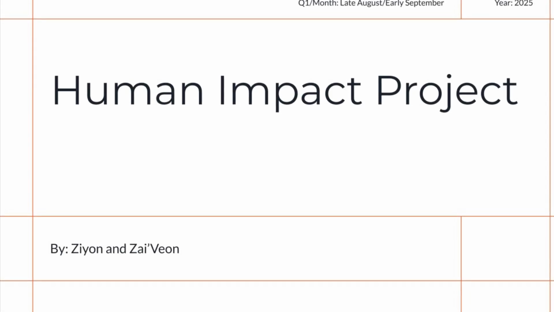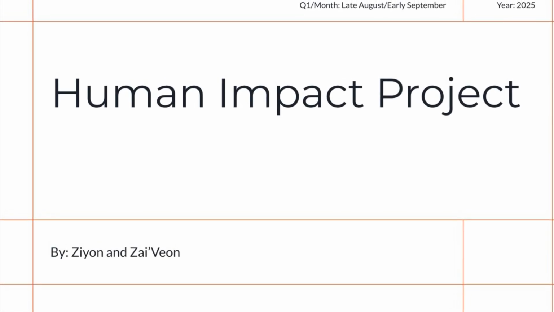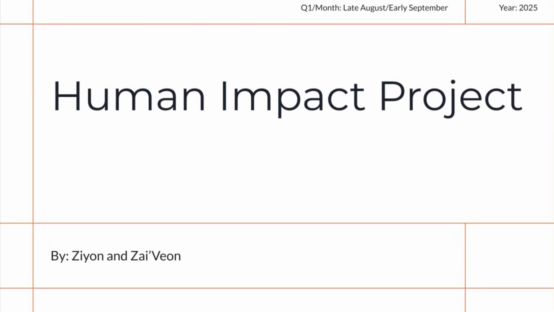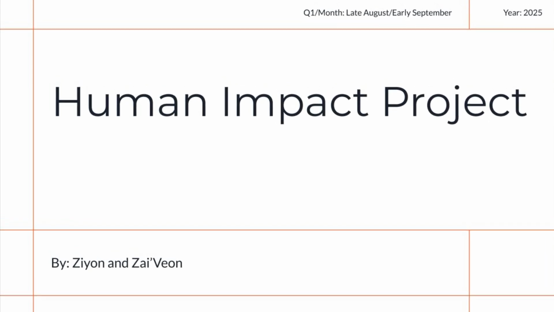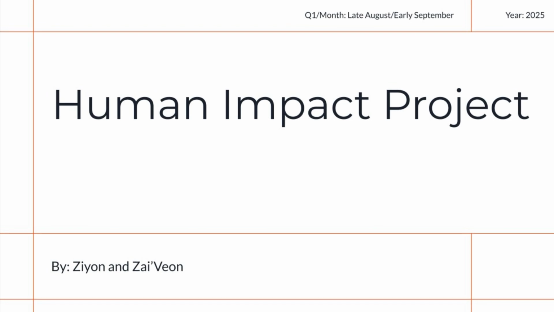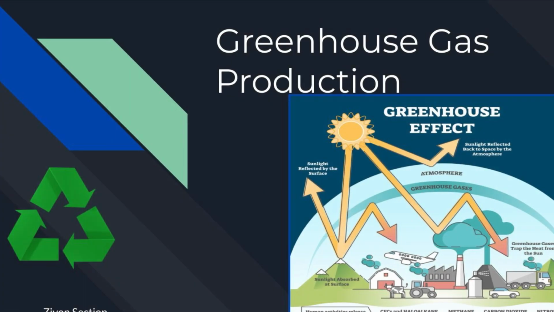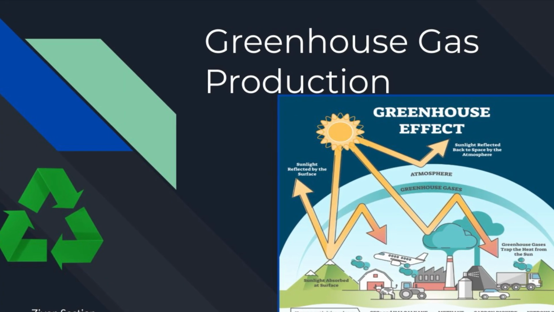We're going to talk about two major ways humans are affecting the environment, which is through greenhouse gas production and spreading invasive species. Both issues are serious, but there are ways we can all help reduce their effects. Slide 2: Greenhouse gas production, Xeon section.